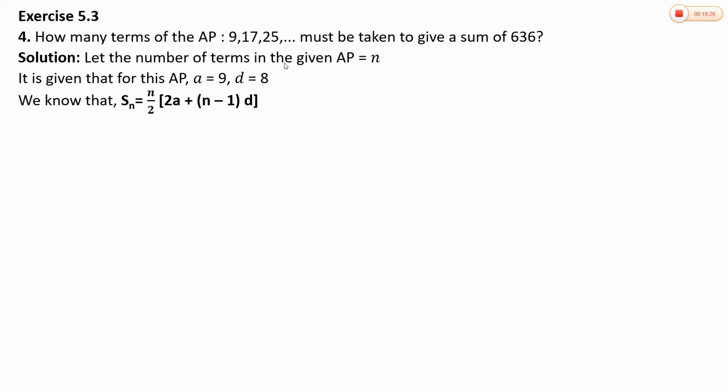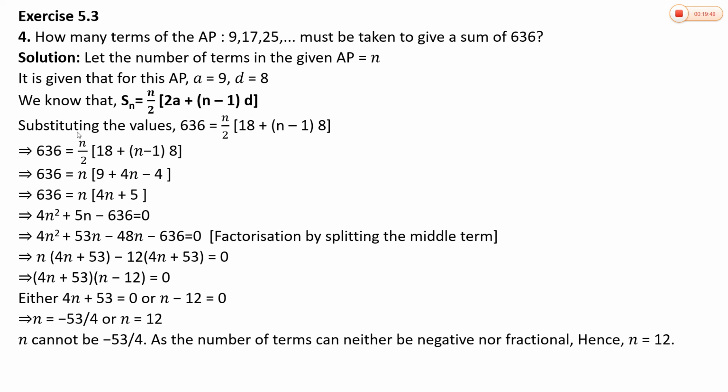Let the number of terms in the given AP be n. We don't know how many terms there are, so call that n. It is given that for this AP, a is 9, the first term is 9, and d is 8. Common difference is 8 here. We know that Sn is equal to n by 2 into 2a plus n minus 1 into d. Substituting the values, Sn is 636, equal to n, which you have to find out, n by 2 into 2a is 18 plus n minus 1 into d is 8.